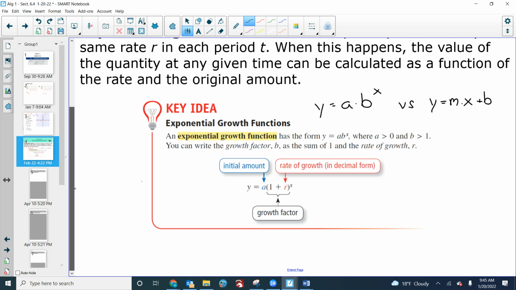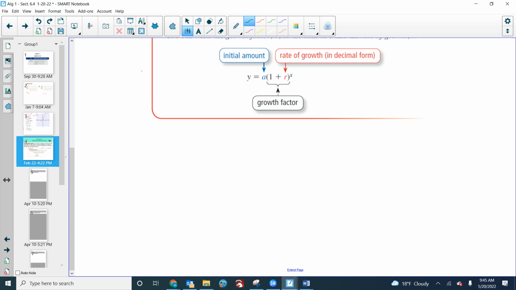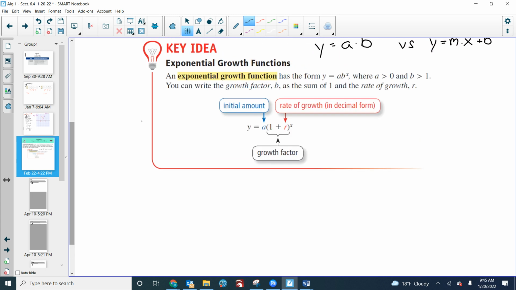Now, you can write the growth factor b as the sum of 1 and the rate of growth r. Okay, that's kind of confusing. We'll talk about that later. But rate of growth, okay?